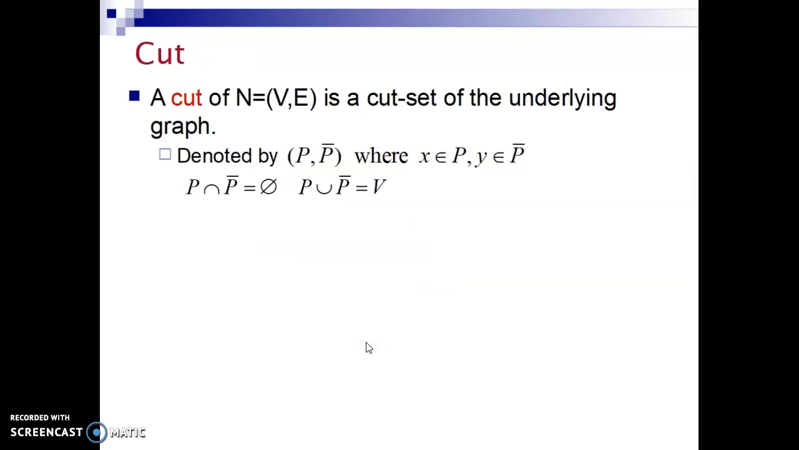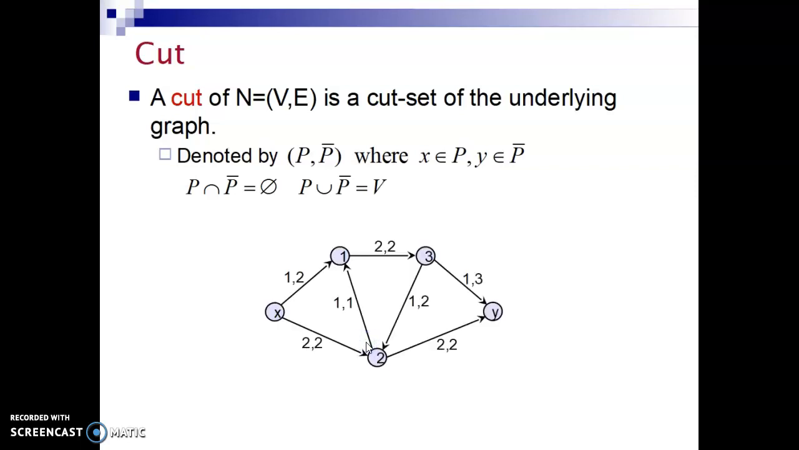Okay, we have seen the definition of cut in our previous lessons. Here, we will define the cut for a network. This is slightly different than what we have seen before. A cut on a network is a cut set of the underlying graph. But then we have this rule that the cut will separate a node set P from the other node set P bar, where P contains the source and P bar contains the destination.